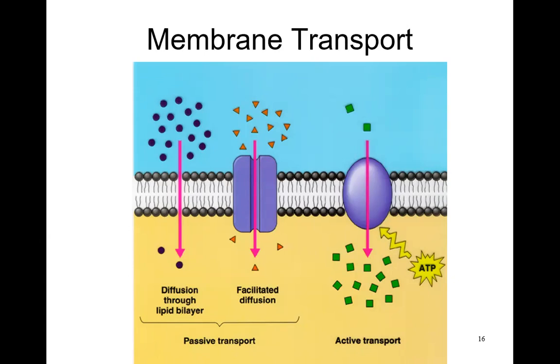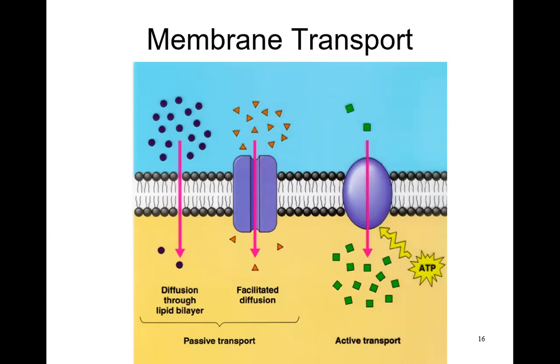Now, the third mechanism, though, is the one that takes 40% of a cell's energy budget. Active transport means that we have to spend energy in the form of a molecule called ATP to get something to move across the membrane. Now, you'll notice that the first two were both types of diffusion. Diffusion through the layer, like gases.